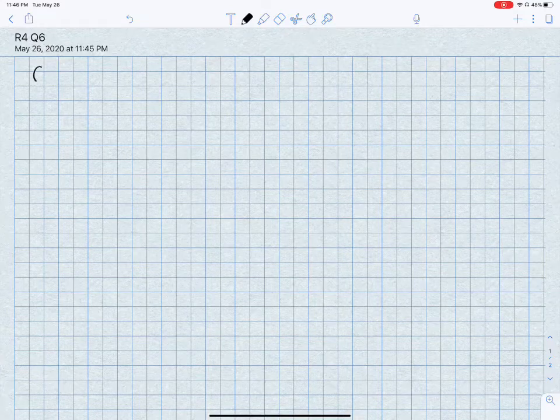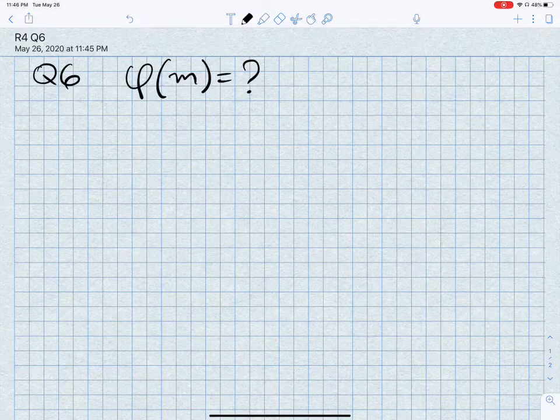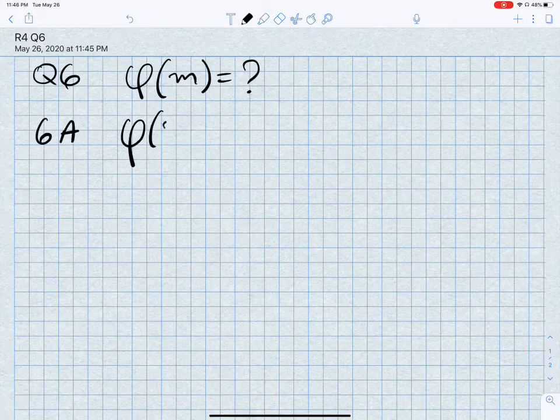Okay, so let's work on question 6 of recitation number 4. It's asking us to find what the phi of a number is, right? The Totient values. And for 6a, they're asking us what the phi of 22 is. Now, we have a couple of rules that we can apply to find out what the values are.